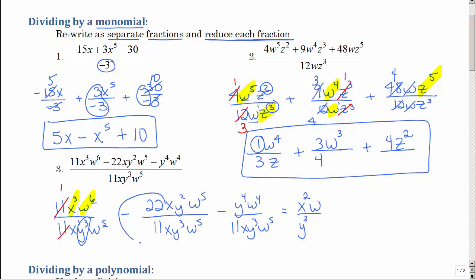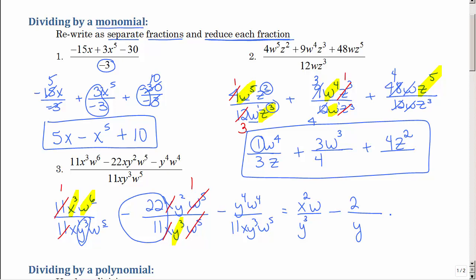On the next fraction, we have a negative 22 divided by 11, so we could write a minus 2, or a negative 2 over 1, however you want to do that. The x's divide out, because they're the same. There's more y's on the bottom, so I'm going to leave it on the bottom and subtract. 3 minus 2 is 1, so that's just y to the first power. What else cancels? The w's. They divide 1 time.